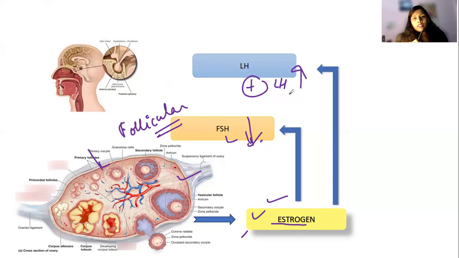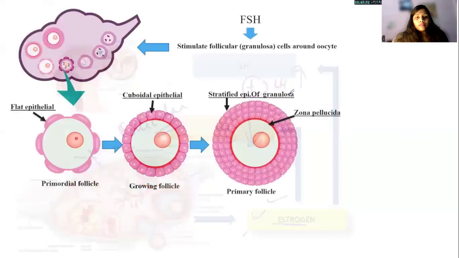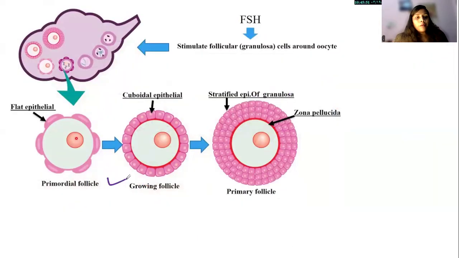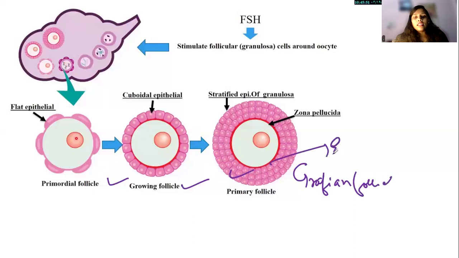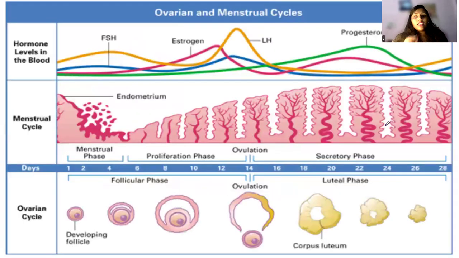So at the 14th day, we all know there is ovulation. Okay, the same image, I'm just seeing the primary follicle. When this follicle grows, this is known as a Graafian follicle. This is known as a Graafian follicle, and it releases estrogen. Now till now we have discussed till the time of ovulation. Let's have a quick recap.